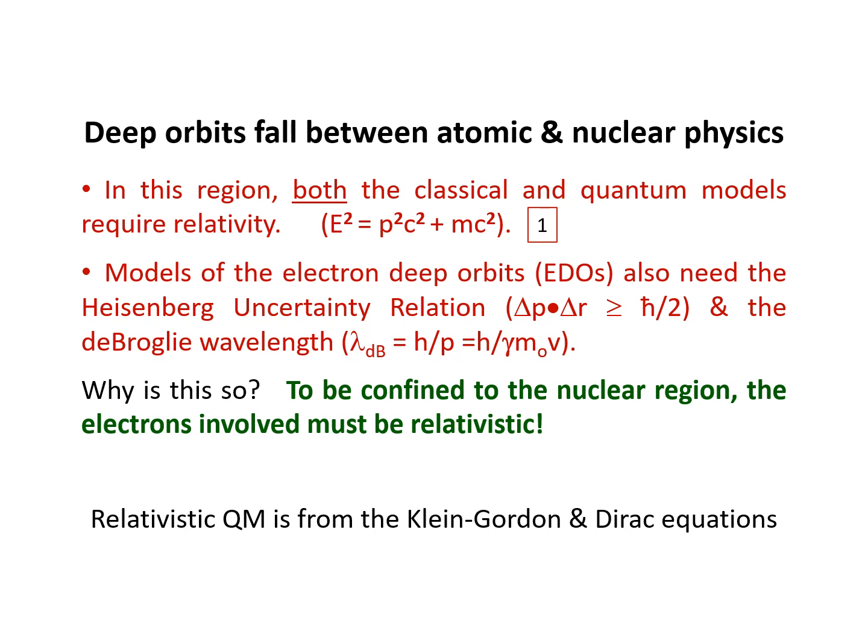To develop a model of the electron deep orbits, we also need the Heisenberg uncertainty relation and the de Broglie wavelength. To be confined to the nuclear region, the electrons involved must be relativistic. Relativistic quantum mechanics is built upon the Klein-Gordon and Dirac equations.